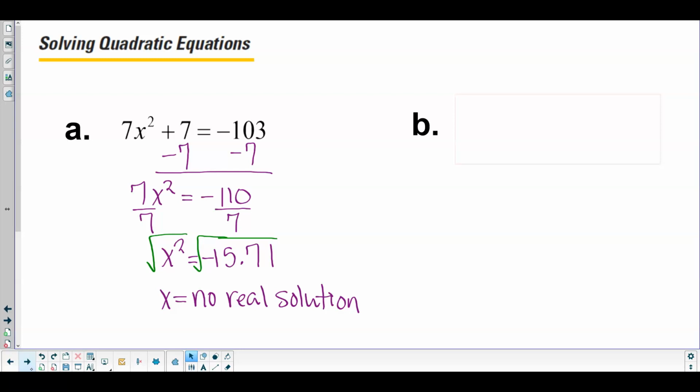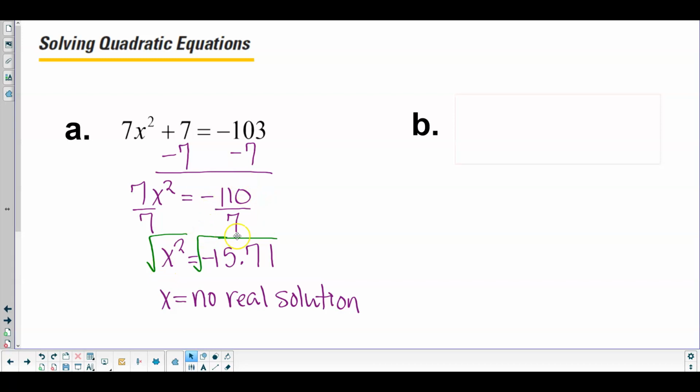Again, you're going to see here's an example where there's a number that's being added or subtracted first. So here I got plus 7, so we're going to minus 7 to both sides. So negative 103 minus 7 is going to be negative 110. And then I can divide the 7 that's next to the x squared now to both sides, so I can get the x squared by itself.